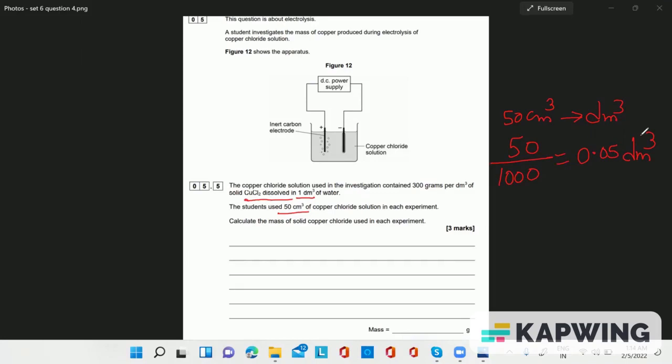Now we have to find the mass of the solid copper chloride. To find that, we simply multiply the 0.05 decimeter cube of copper chloride solution with 300 grams of solid copper chloride that has been used. If we multiply this, we get the answer as 15 grams. So yes, the mass of solid copper chloride used in each experiment will be 15 grams.